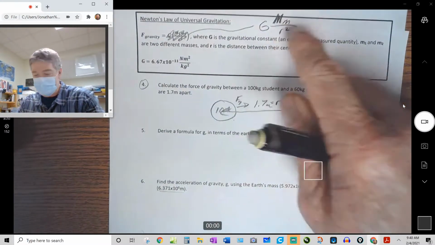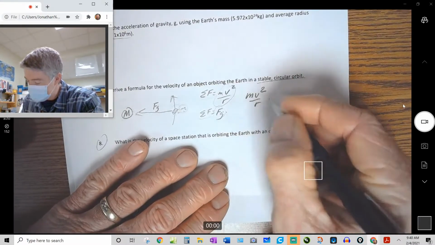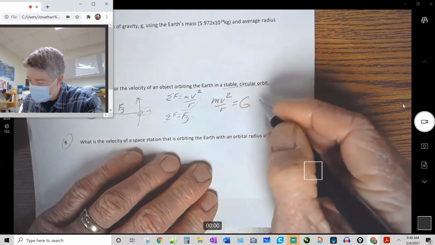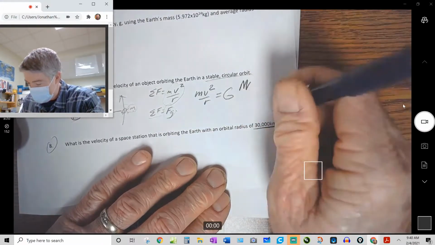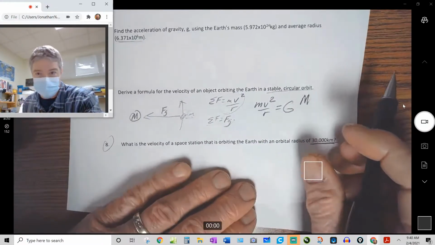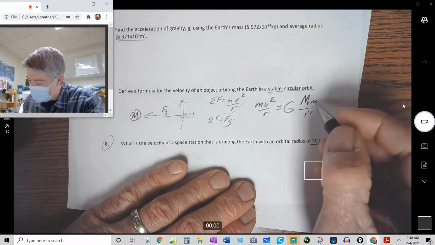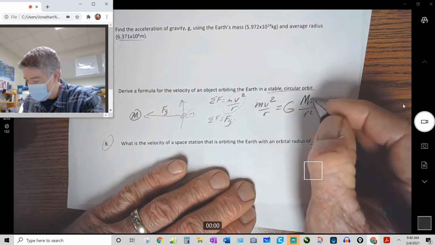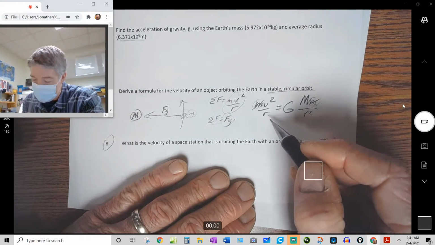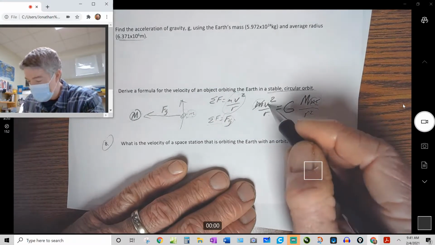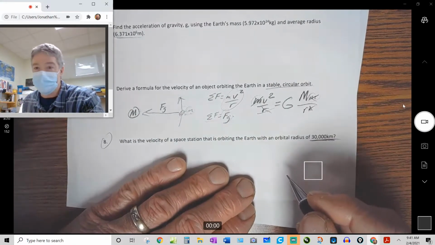The force of gravity equals that, so I can say mv squared over r equals big G, the gravitational constant, times the mass of one of the objects, that'd be the Earth in this case, times the mass of the orbiting body over r squared. I've got the object mass on both sides, so I'll divide both sides by that. That goes away. And then I've got some r's on both sides. I'm going to multiply both sides by r, and I just have one r in the denominator.